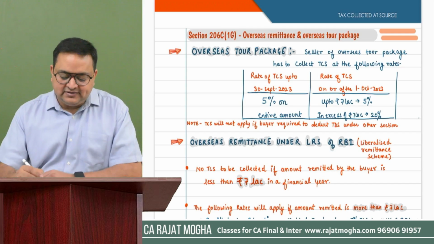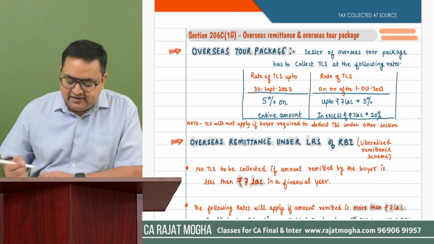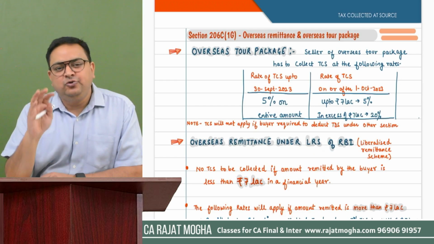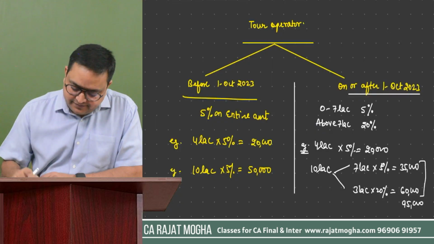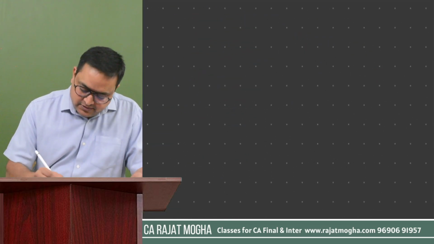So first of all, understand. In case of the Liberalized Remittance Scheme, LRS scheme, this section says that up to 7 lakh, there would be no TCS. Up to 7 lakh. This is the case of remittance now.